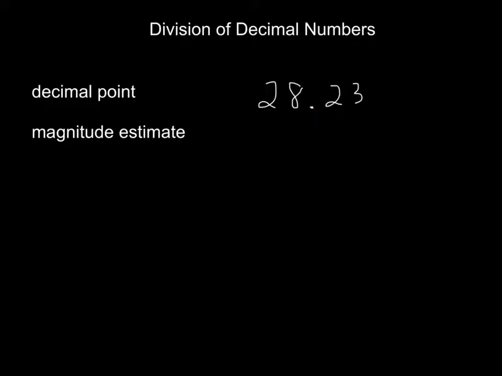Then our next vocab term is a magnitude estimate. We did this back in Unit 2 as well. Magnitude estimates just give us an idea of what place value our answer is going to be in. It's just a rough estimate. It's not trying to be exact, it's just trying to be close so we know what place value our answer is going to be in.